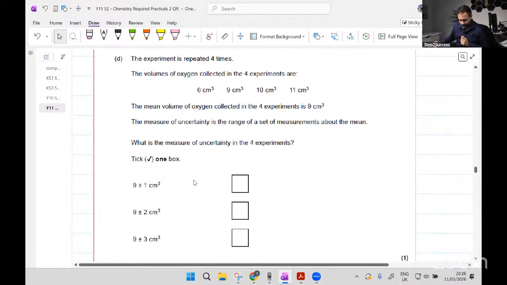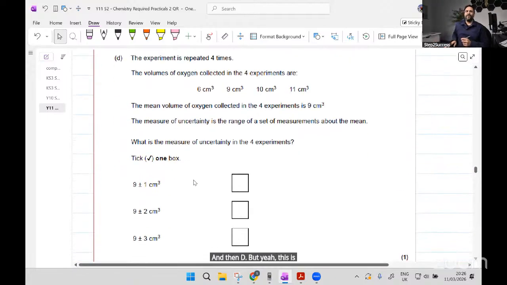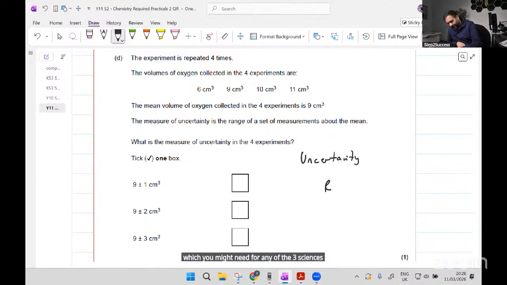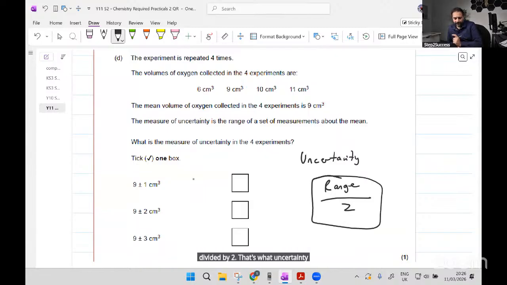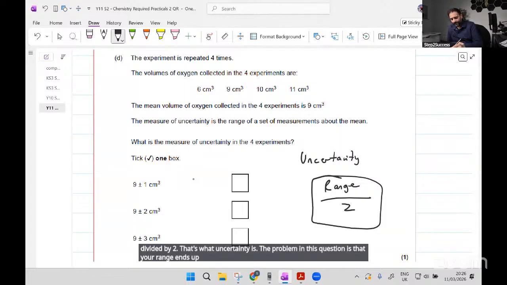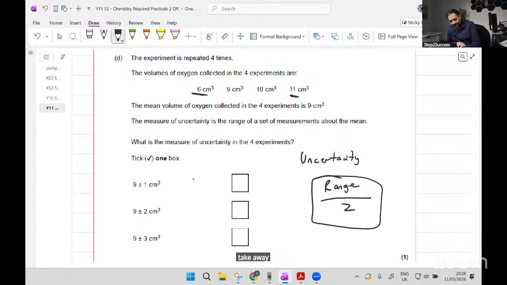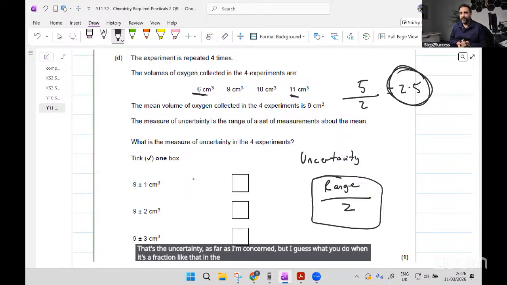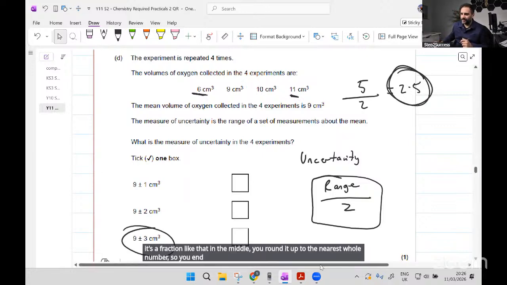And then D, yeah, this is an awkward one. There's something wrong with this question, but uncertainty, which you might need for any of the three sciences, is the range divided by two. That's what uncertainty is. The problem in this question is that your range ends up being between two numbers. So your range here is 11 take away 6. Highest take away lowest is 5. 5 divided by 2 is 2.5. That's the uncertainty as far as I'm concerned. But I guess what you do when it's a fraction like that in the middle, you round it up to the nearest whole number. So you end up with that as the answer.